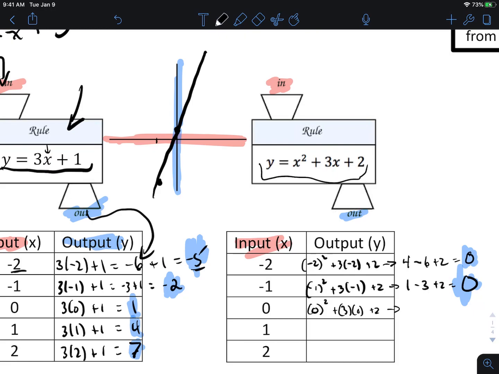Right, I'm going to get 2. Because 0 squared is 0, plus 3 times 0 is 0, and then plus 2. 2 is the constant, right? So that's your value when you plug in 0. That's what it comes out at, right?